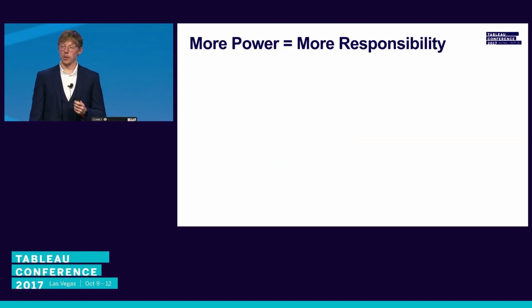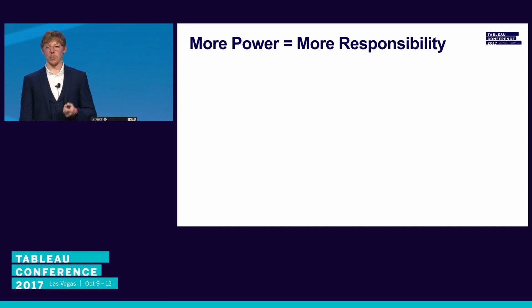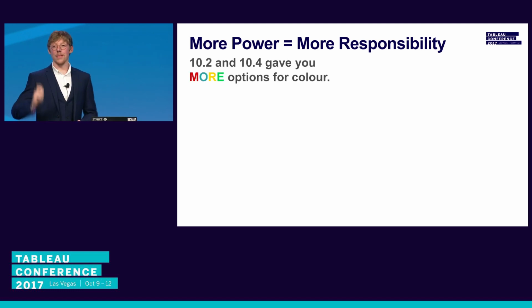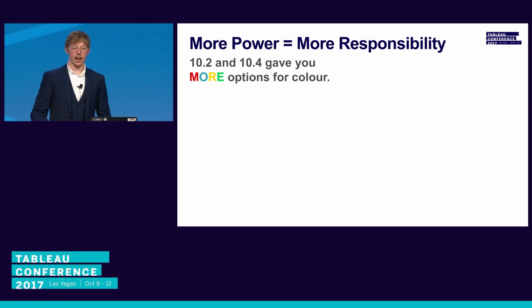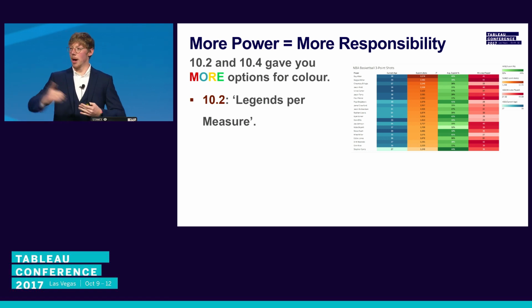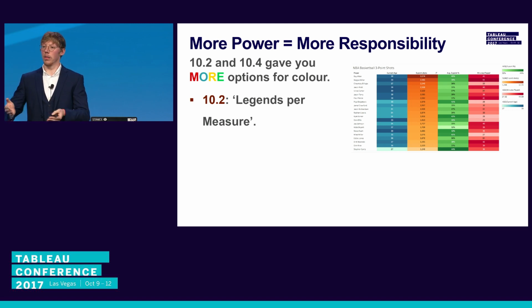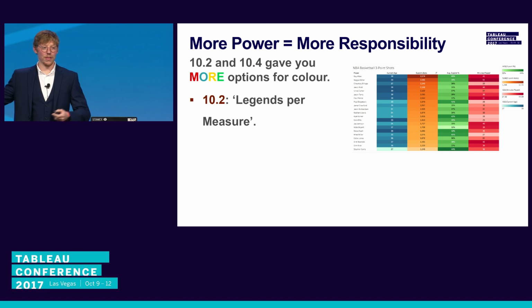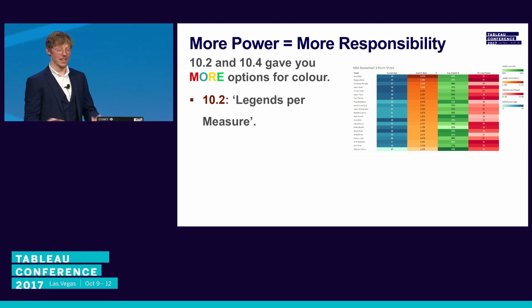In Tableau, we give you a lot of responsibility when it comes to color. And as much power as we give you, it needs to be used responsibly. In 10.2 and 10.4, we actually give you even more options for applying color. In 10.2, we gave you legends per measure. So when you're creating your heat map tables, you can actually separate out the columns and color each column individually. This is a piece of marketing from when we released 10.2, and you can already see how scary this becomes.